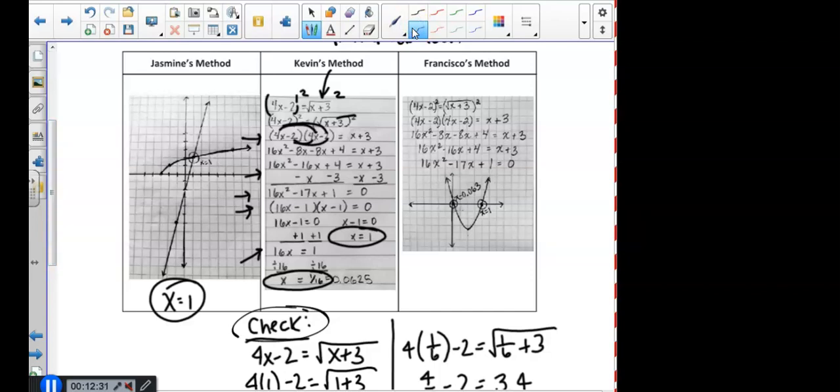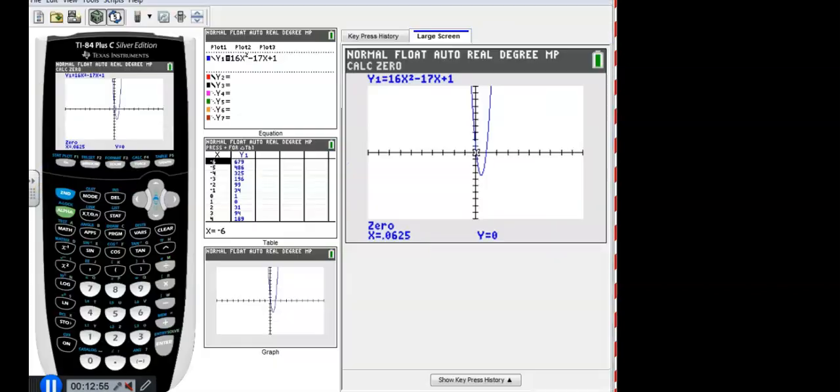Francisco did the first same part as Kevin, got it to be a quadratic function, and then graphed it. Notice here that Francisco got x equals 0.063, which was that x equals 1/6, and x equals 1. Recall we already know that x equals 1/6 will not check, so therefore it is extraneous. But let's take a look at the graph.